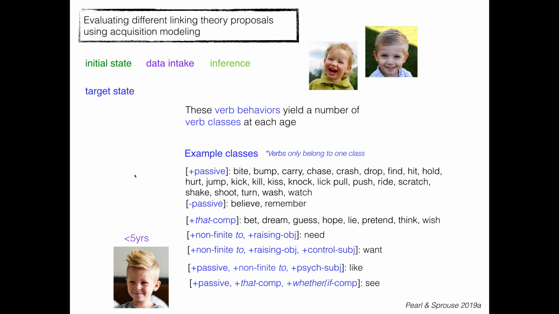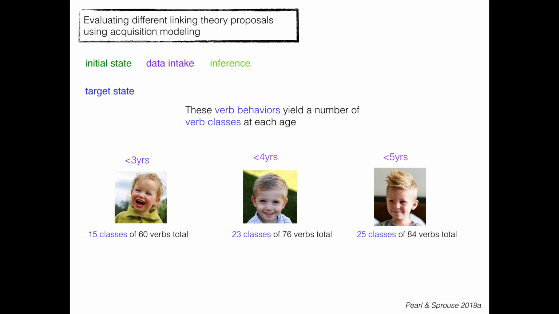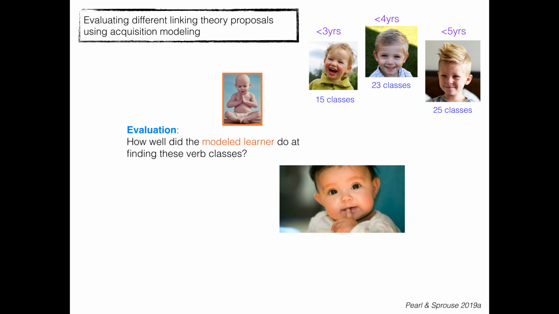So when you construct classes this way, you end up with between 15 and 25 classes of between 60 and 84 verbs total between the ages of 3 and 5. That is the target state. Okay? So our evaluation is really how well did the model learner do at finding these verb classes. Okay?